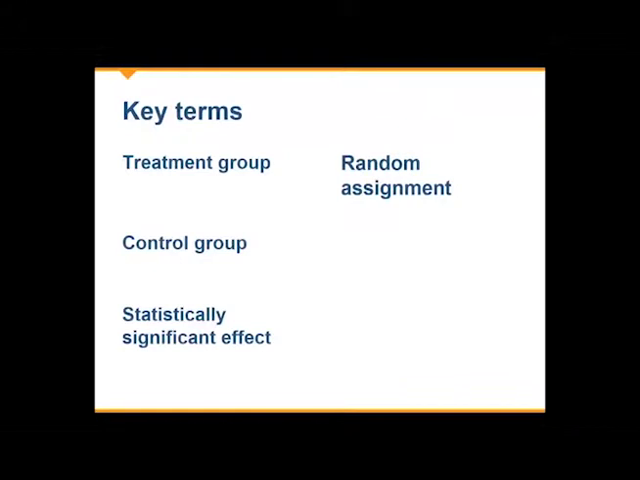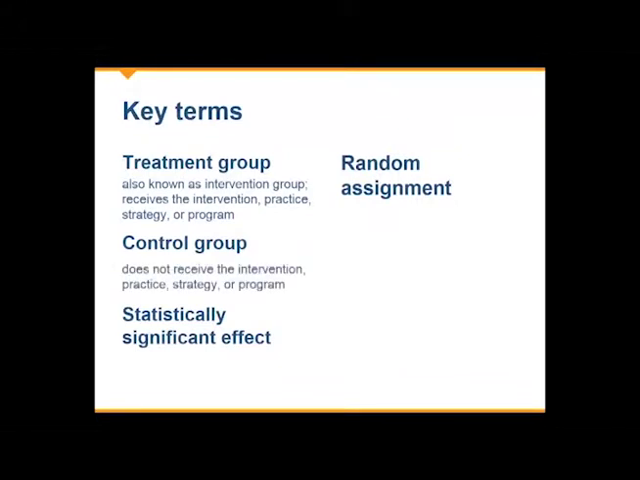So some key terms that we need to remember from our college days: treatment group, control group, statistically significant effect, and random assignment. I want to try to make these a little calmer and not sound quite so statistical right now. The treatment group is just the intervention group. They're the group of kids who get the intervention, the strategy, the practice, or the program. The control group is a group of students who do not receive it, so that you can compare their growth to see if the treatment was actually what caused the growth, or they all grew at the same rate and it really wasn't about the intervention at all.